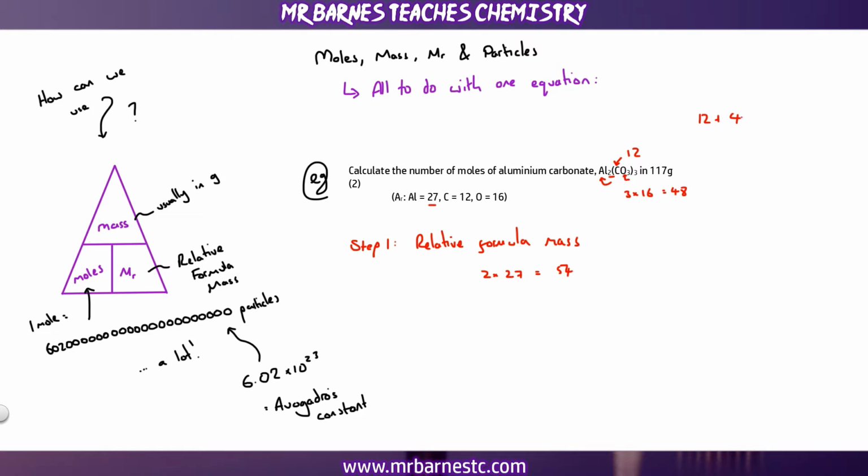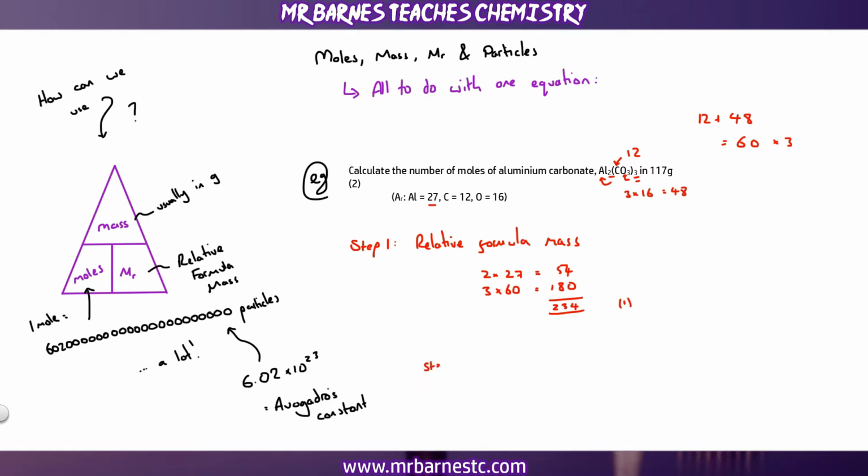So inside the bracket, I have an atomic mass or formula mass of 60. But I've got 3 outside the bracket. So what I need to do is take that 60, times it by 3, and that gives me 180. I can then add my aluminium to my carbonate. That gives me 234 overall for my relative formula mass.